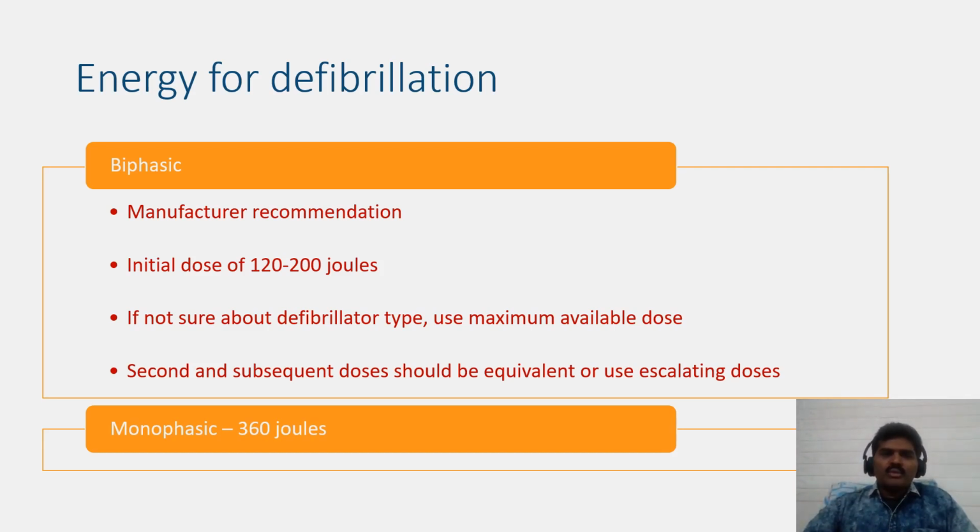If not sure about the defibrillator type, you are supposed to use the maximum available dose on the defibrillator. A second and subsequent doses should be equivalent or use escalating doses. If it is a monophasic defibrillator, 360 joules is the recommended energy. But if you are not sure whether it is a biphasic or monophasic defibrillator that you are using, just turn the knob to the maximum available energy and deliver a shock.